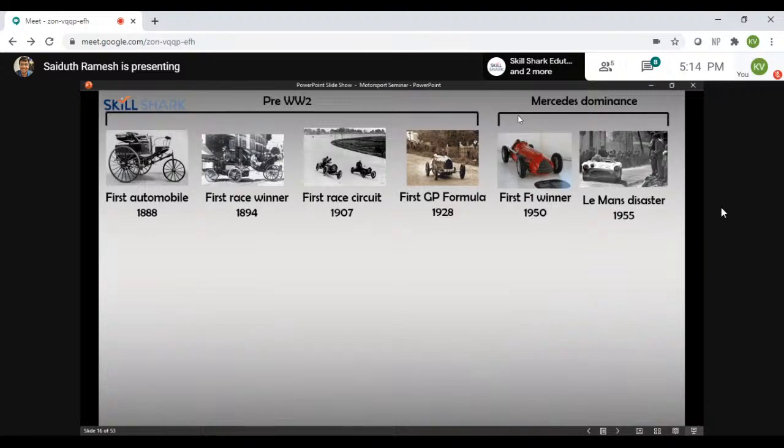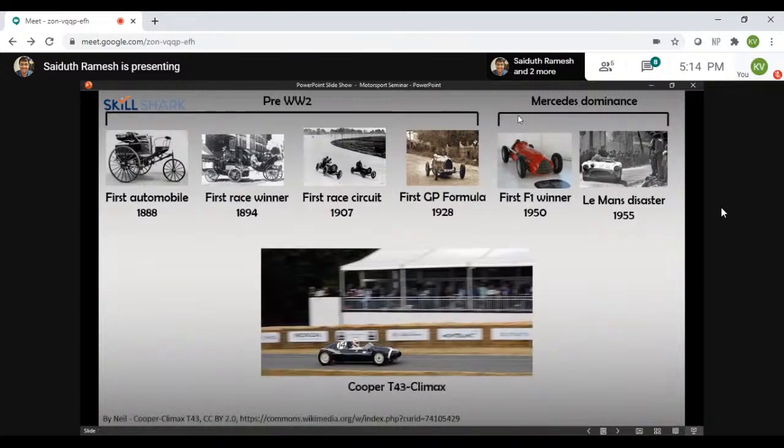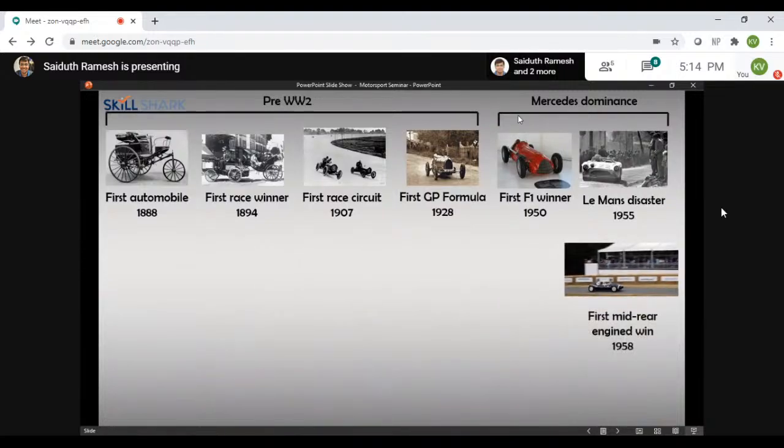However, this one didn't actually get hit. This was actually the winner of that race. But after that, Mercedes pulled out of motorsport for a very long time. So now we come to 1958, and what you saw right there was a Cooper T43 Climax, and this was the first ever rear-engine car.